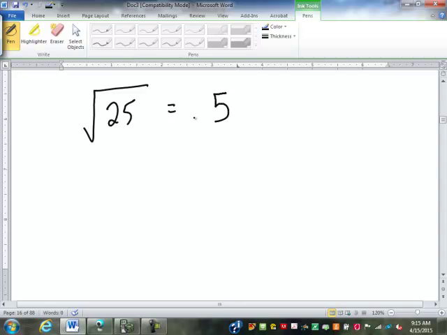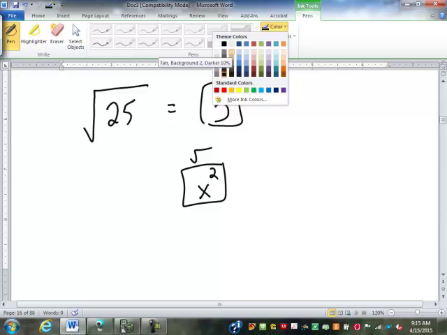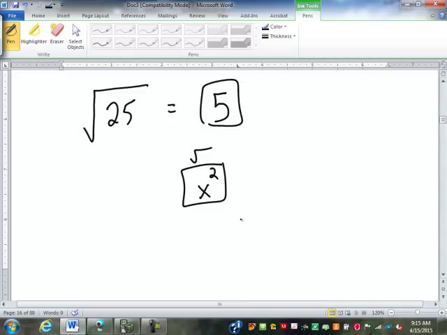Do you guys know how to do square root on your calculator? Where is it? I mean, most of you have an x squared key on your calculator somewhere. Above that, written on the calculator, is a square root symbol. So you have to do second or shift, depending on your calculator, then that key, and then type in the 25 and hit equals. It should give you 5.